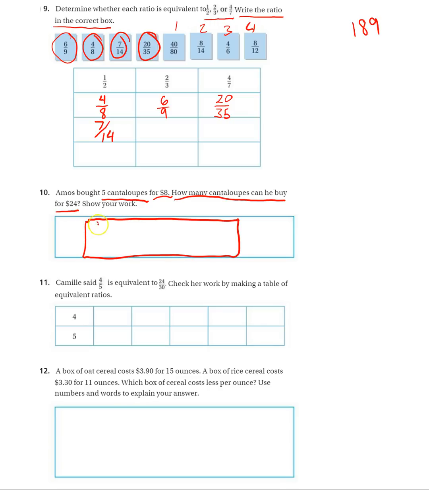So I'm going to do cantaloupes on the top, and we'll do dollars on the bottom. So for 5 cantaloupes, it was $8. If he buys another 5, that's 10 cantaloupes. It'll be another $8. If he buys another 5, that'll be another $8. So there I'm at that number of $24. How many cantaloupes was he able to buy? 15. 15 cantaloupes.